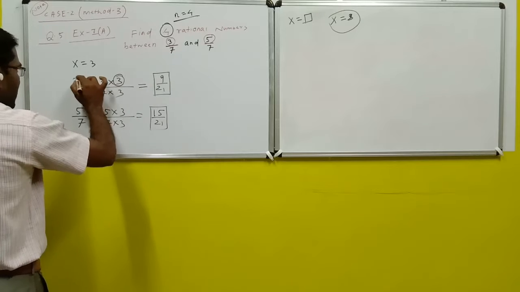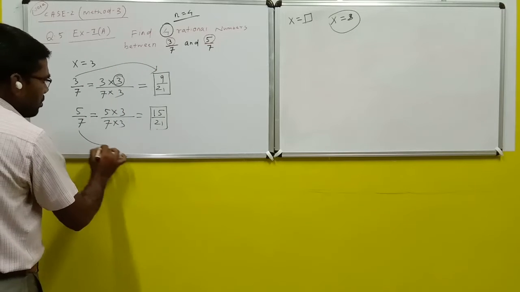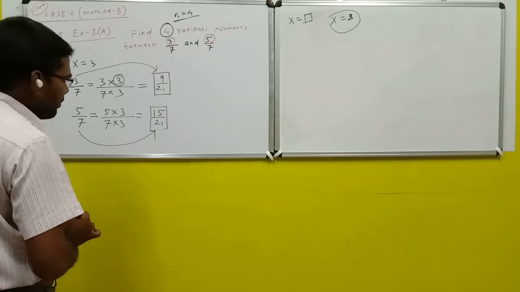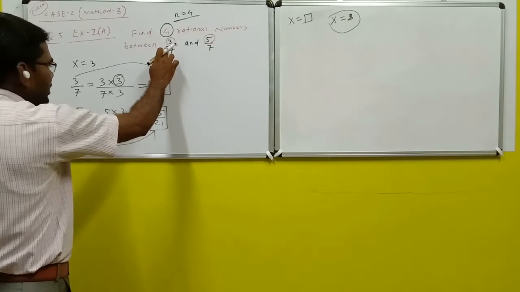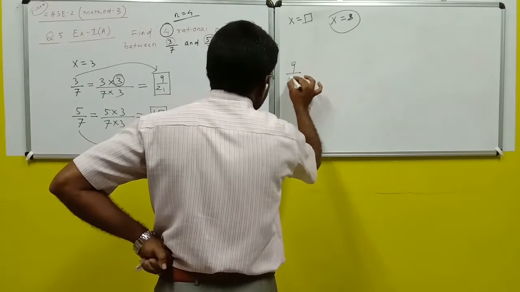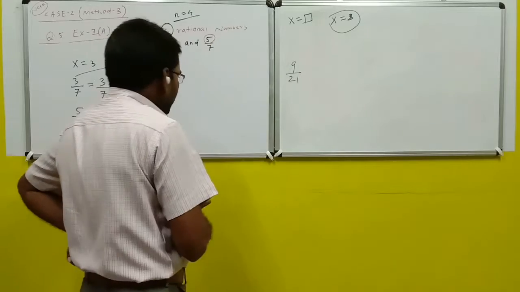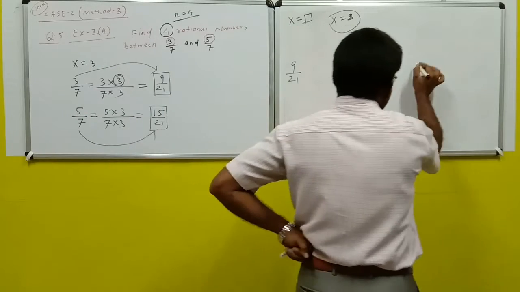9 by 21 is the equivalent rational number of 3 by 7. 15 by 21 is the equivalent rational number of 5 by 7. It means in place of 3 by 7 you have to write 9 by 21. And in place of 5 by 7 you have to write 15 by 21.